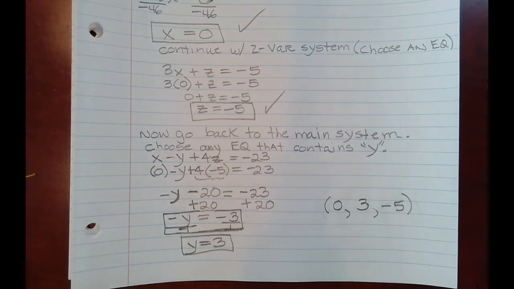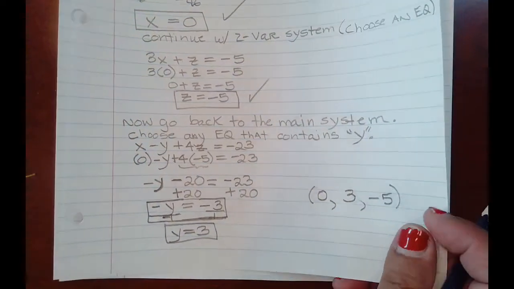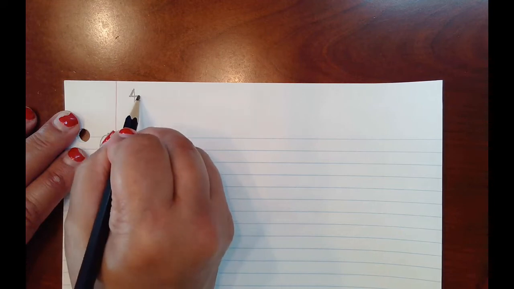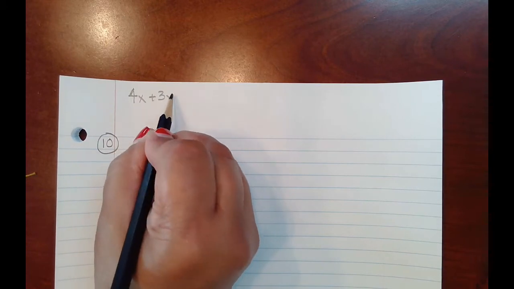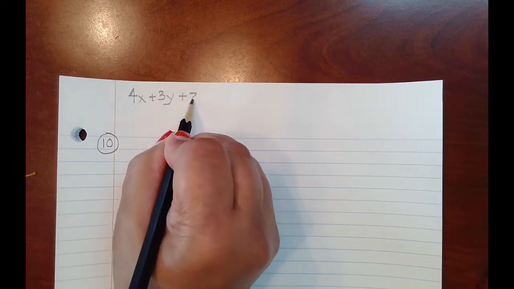All right, so that's number 9. 0, 3, negative 5. Okay, let's do number 10. Okay, problem number 10, same type of problem, I believe. Okay, this one starts with, I'm going to copy it up here because there's so much work in these. All right, so number 10 is 4x plus 3y plus z.